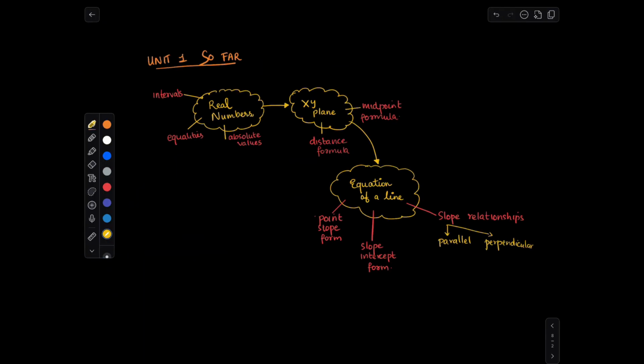Let's do a quick review of everything we studied so far in Unit 1. I use concept maps as a study tool because it helps me logically connect different concepts to one another. So today we focused on how we can algebraically represent a set of points on a line using a linear equation.